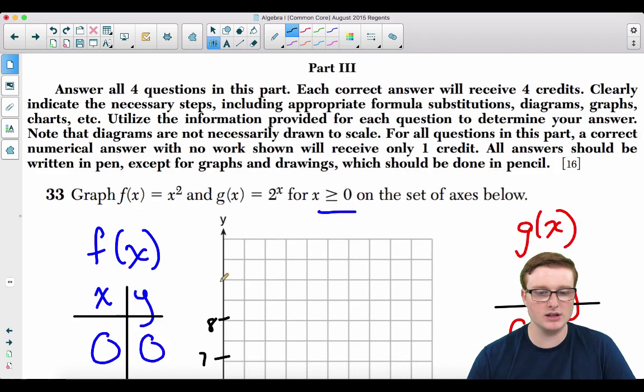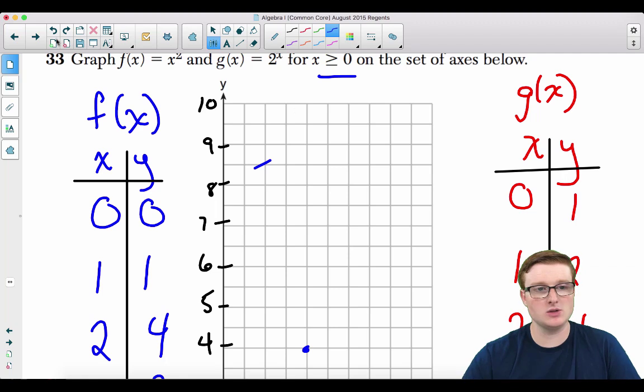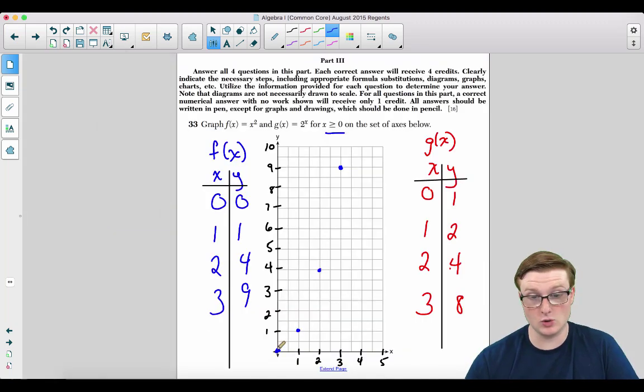So they're just asking you to graph it. Just a basic graph. Not too bad. You could stop wherever you want. It doesn't matter. Okay? So I'm going to go 0, 0 for the blue. 1, 1, 2, 4, and 3, 9. Notice why I stopped where I stopped, because it increases extremely quickly.